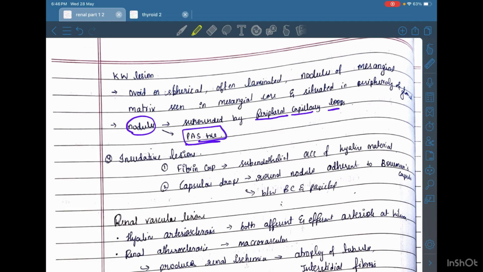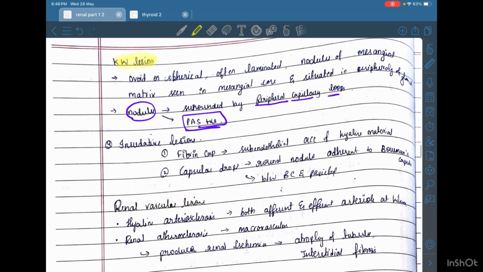So what is the KW lesion? It is basically a nodule of mesangial matrix which is round, oval or spheroid, often lamellated, seen in the mesangial core and situated in the periphery of a glomerulus.